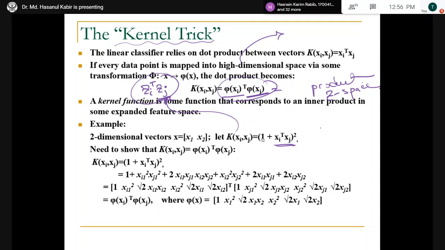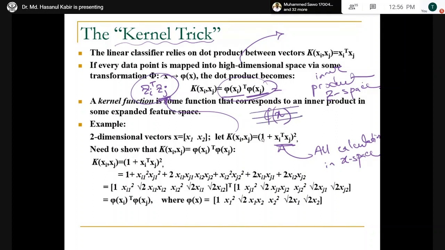That means I want to have the same value as doing the dot product or inner product in Z space, but I want to do all the calculation in X space. This is very important. If I do all calculation in the X space, but I get the equivalent in the Z space, don't you think that you just got relieved from the computation of phi of X? Yes. That means I don't have to calculate phi of X. I don't have to do it.